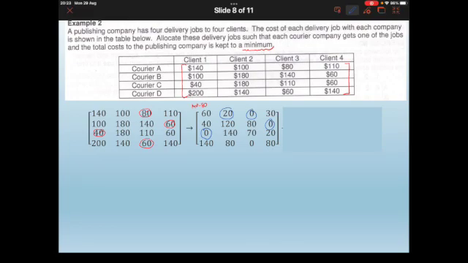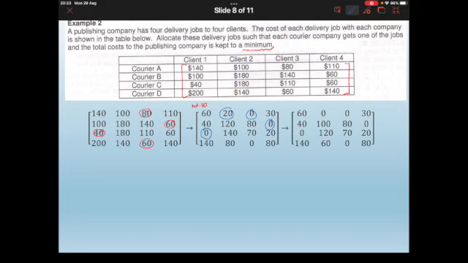So basically, if that's 0, everything will remain the same. 140 minus 0 is 140. 40 minus 0 is 40. 60 minus 0 is 60. And so on and so forth. So the column reduction will form a matrix like this.